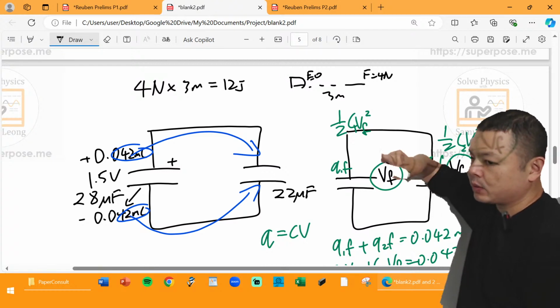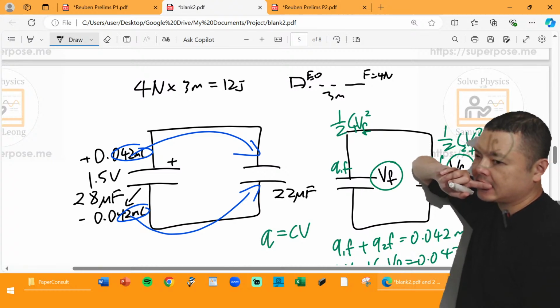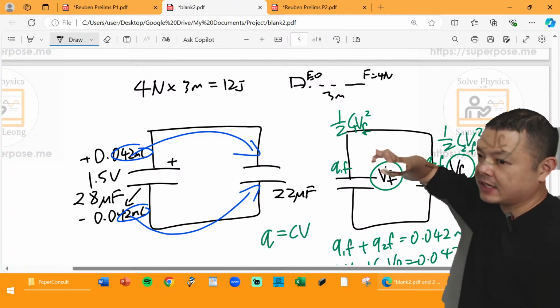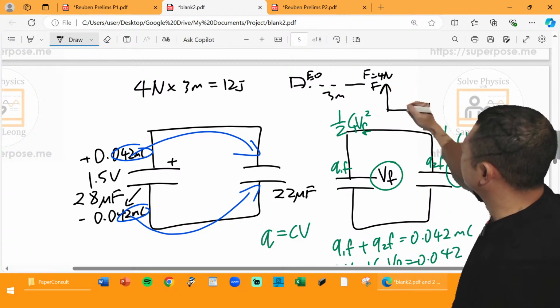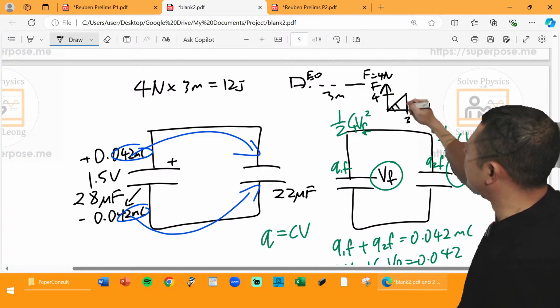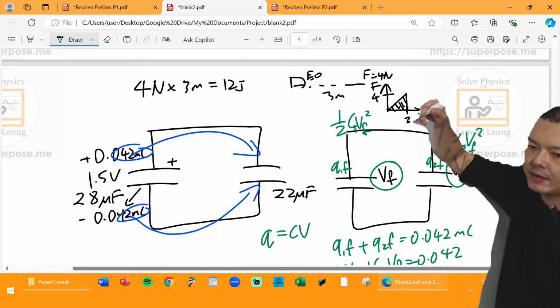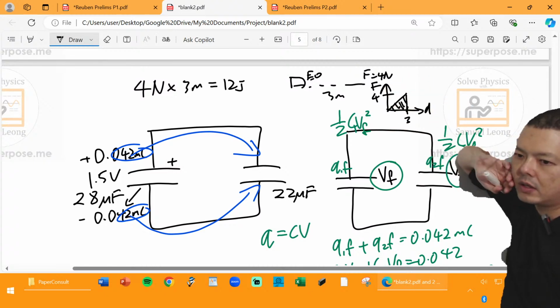No, but would it be 12? Why not? Because it wasn't 4 constant, right? Okay, so the idea here is force against distance, right? You draw a graph up to 4, distance of 3, then it's the area under the graph. So it's half times 4 times 3, right? So the work done by this one is 6 joules.